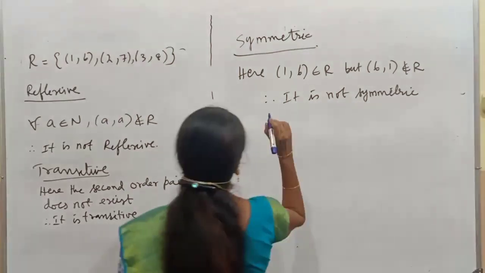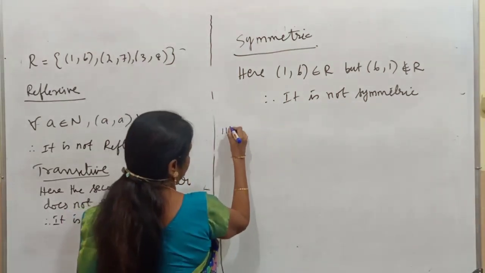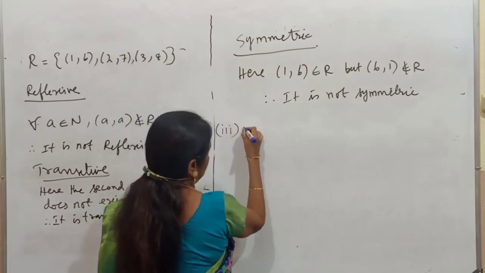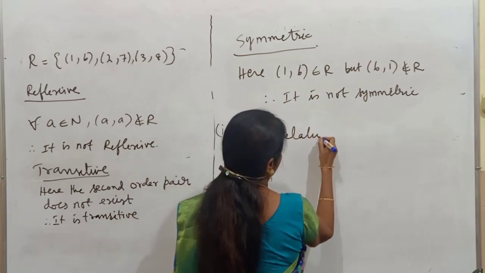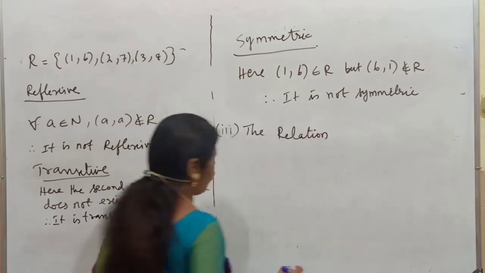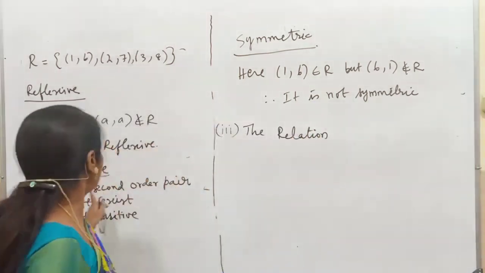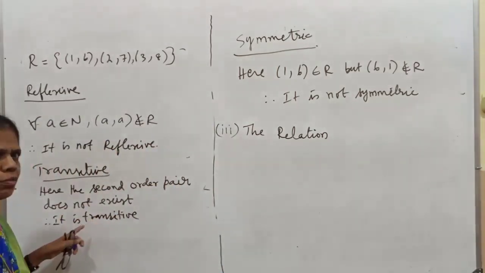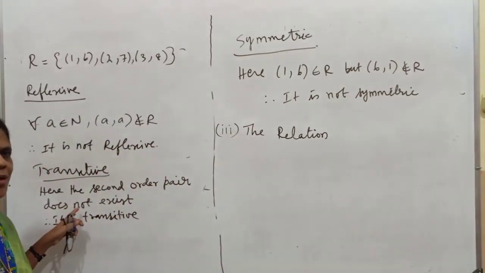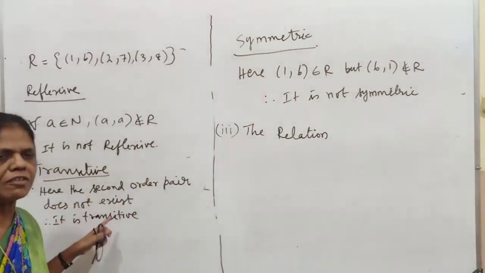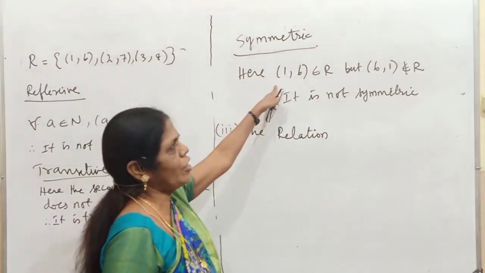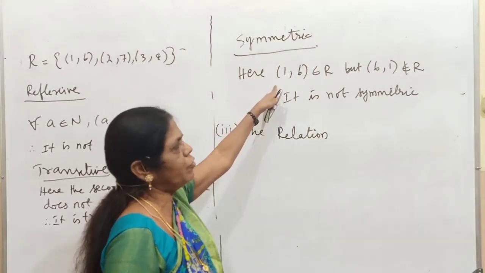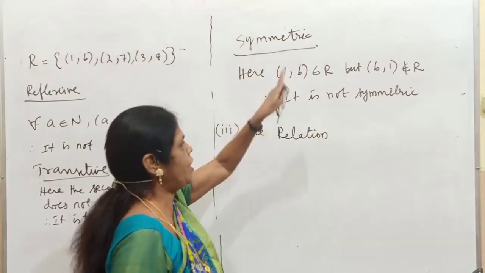Now listen to this. Third, the relation. All of you follow this. I have changed the order. You know that transitive means what? If the second ordered pair does not exist, it should be considered as transitive. And for symmetric, we have taken only one example. That's more than enough to say that it is not symmetric.